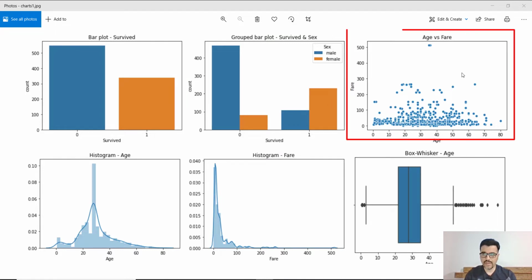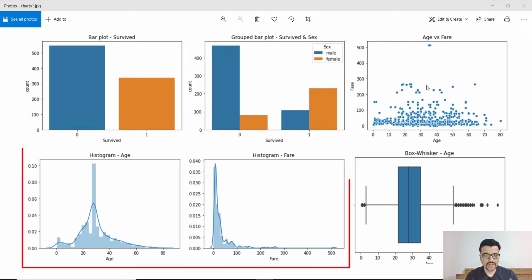Now moving on to scatter plot. Scatter plot is useful when we are trying to find the correlation between two continuous variables, in this case age and fare. Here you can see that there is no particular correlation because it is not having any particular pattern.